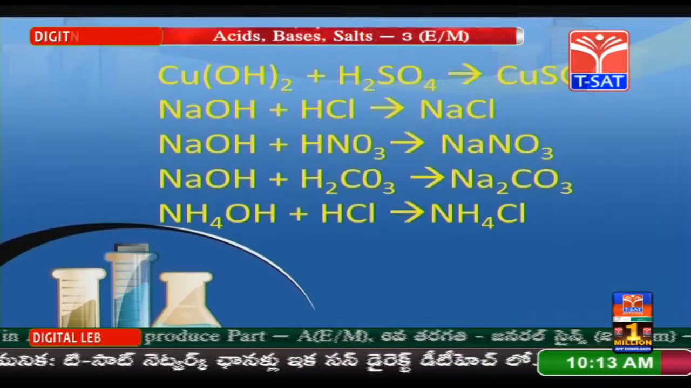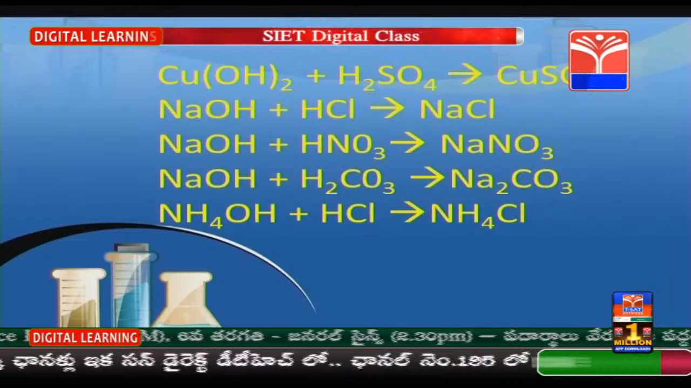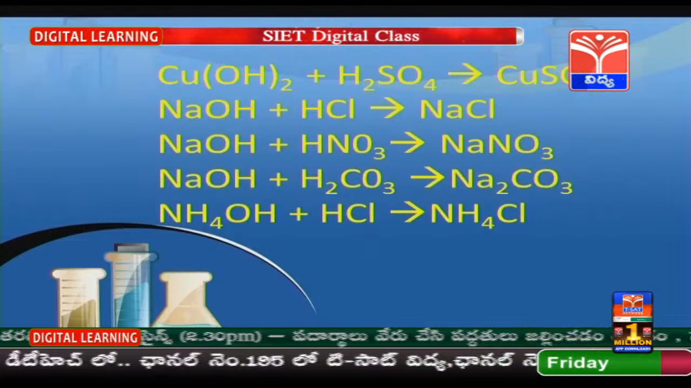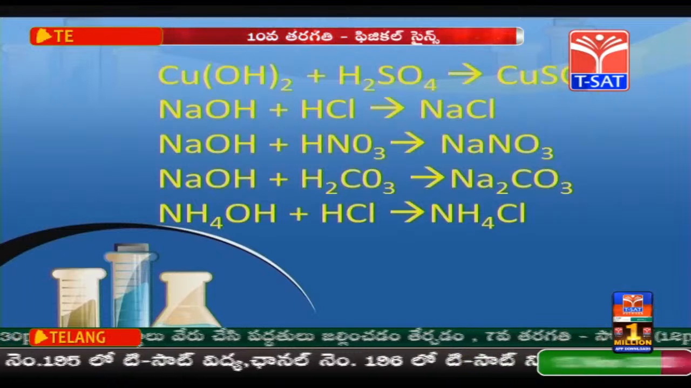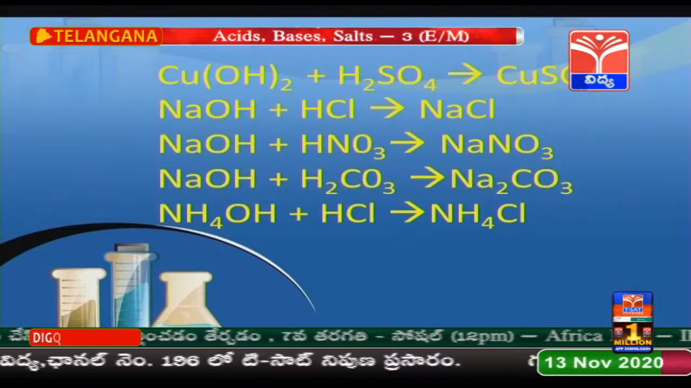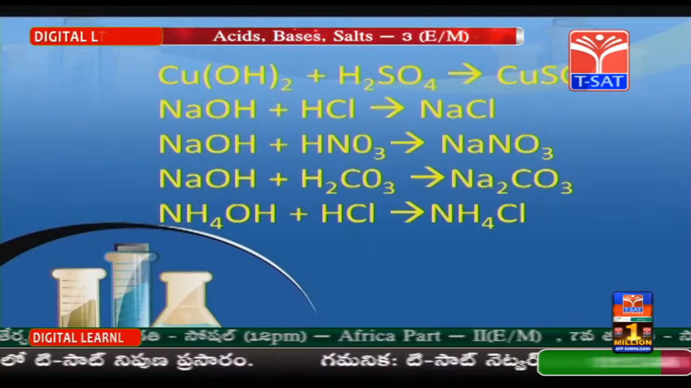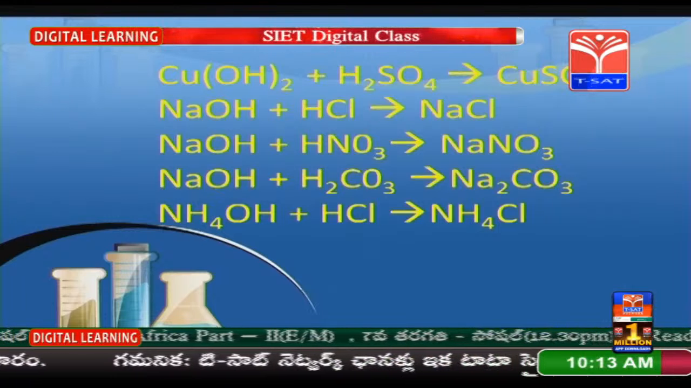Next, whenever ammonium hydroxide is reacted with hydrochloric acid, we are getting a salt called ammonium chloride. Its formula is NH4Cl, along with the formation of water molecules.